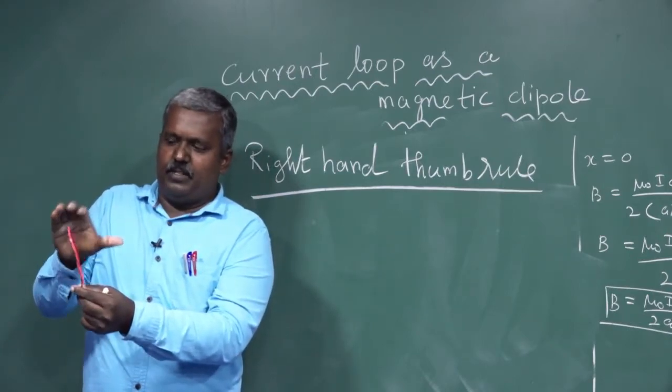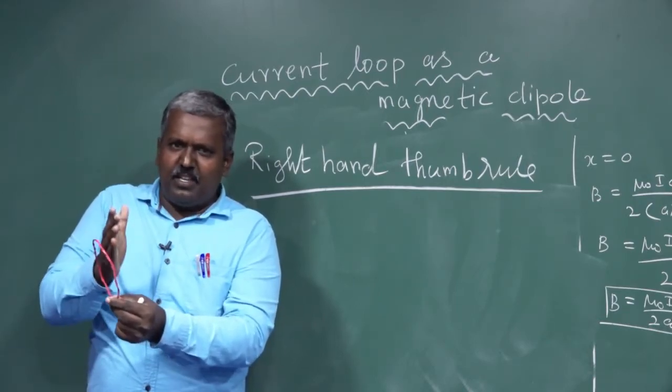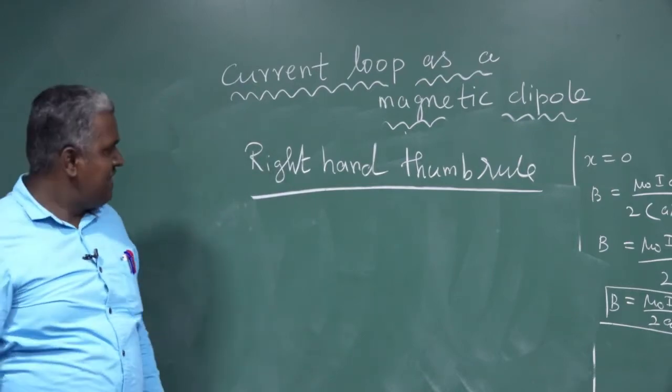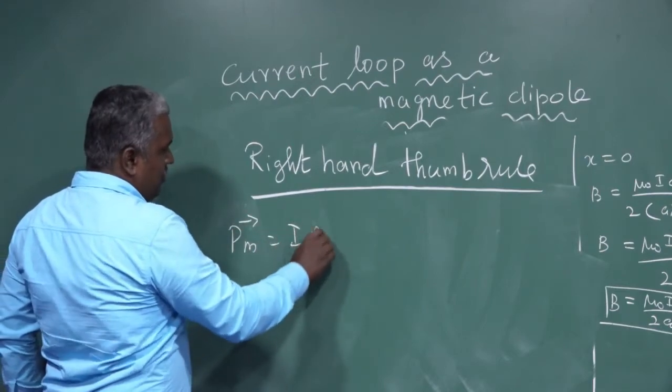This is the direction of the magnetic moment, like this. So the direction of the magnetic moment and the plane of the coil are perpendicular to each other. Okay. So magnetic dipole moment is equal to IA.